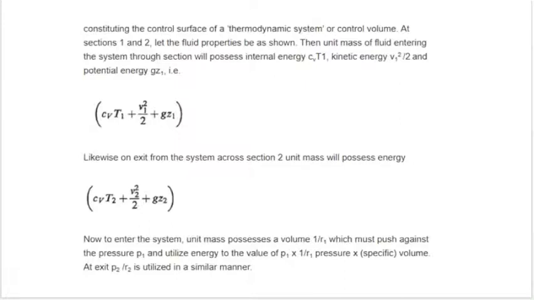Now, to enter the system, the unit mass possesses a volume of 1 by ρ1, which it pushes against the pressure, and utilizes some energy: P1 into 1 by ρ1, pressure into specific volume. In a similar manner, write it for the exit section, that is P2 by ρ2.